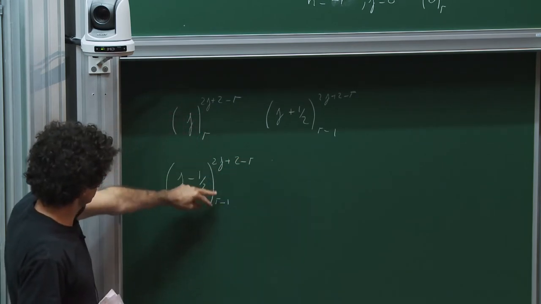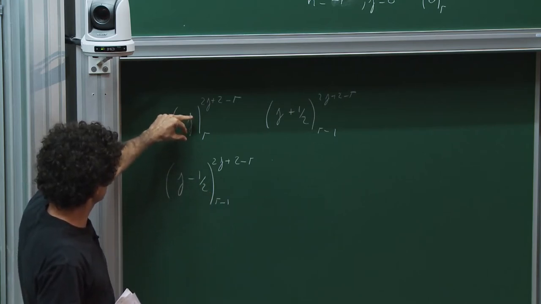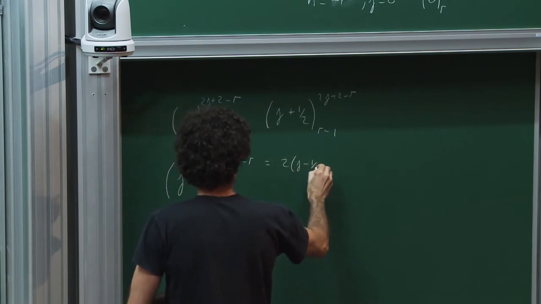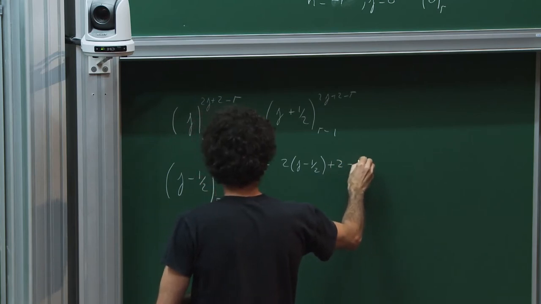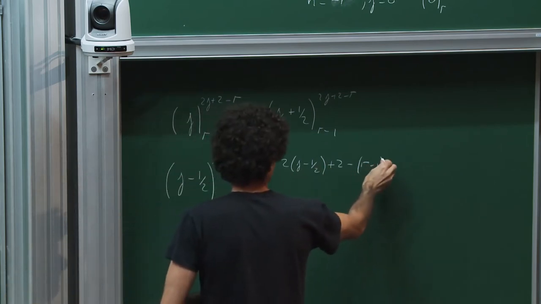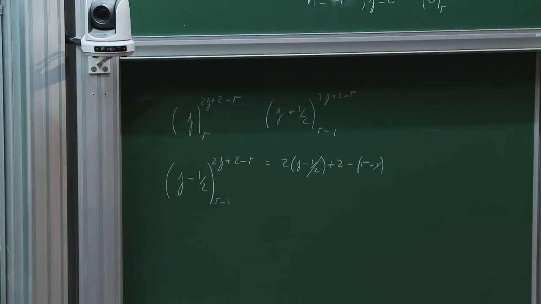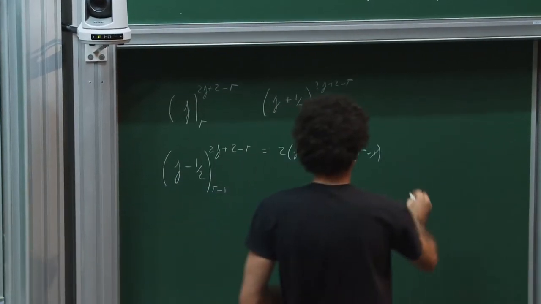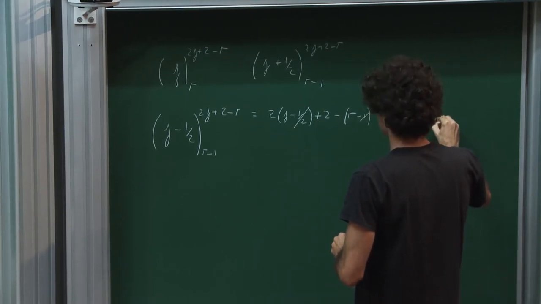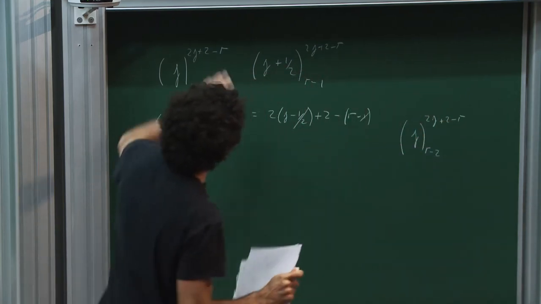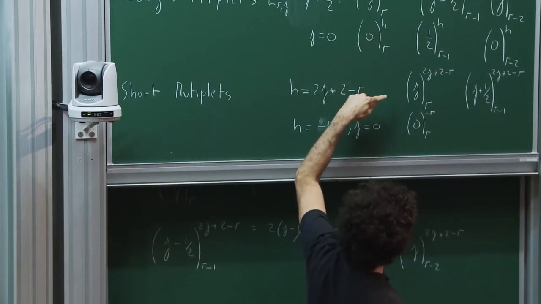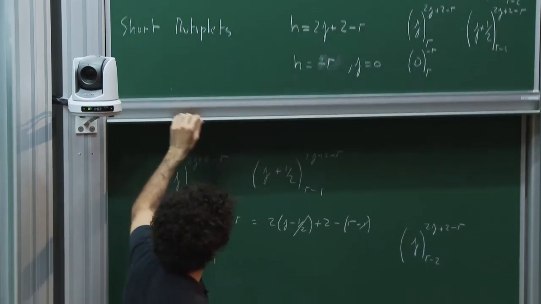And the relation between the charges here should be the same as the relation between the charges over there. So in particular, indeed, you can write this as 2j minus a half plus 2 minus r minus 1, because this minus 1 cancels with this plus 1. So indeed, the relation of the charges is the same. And then you are left with j, r minus 2 and 2j plus 2 minus r. So indeed, this long multiplet here splits into two short multiplets of this kind when j is greater than or equal to a half.